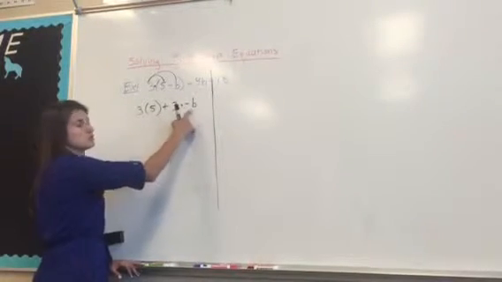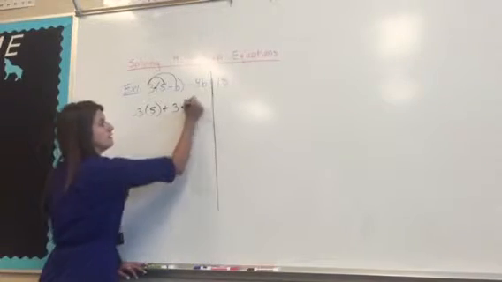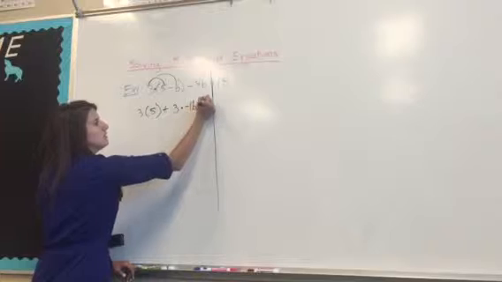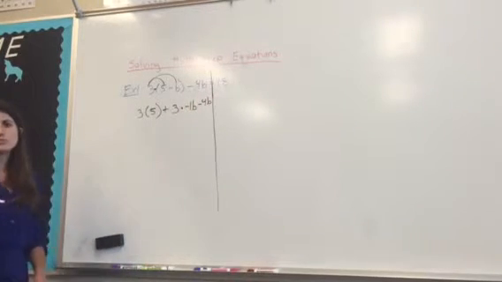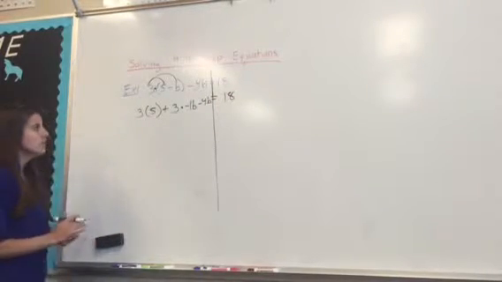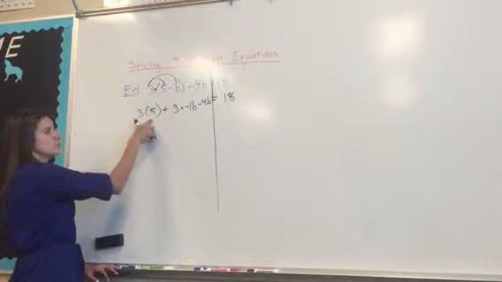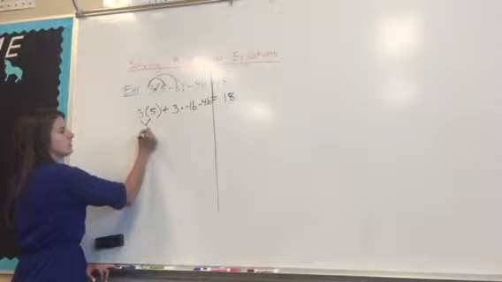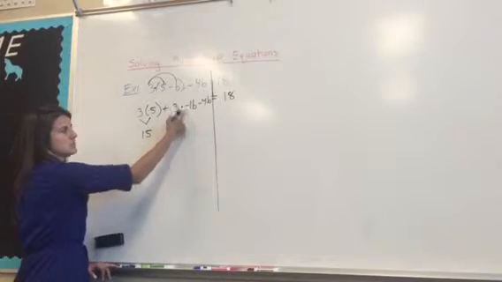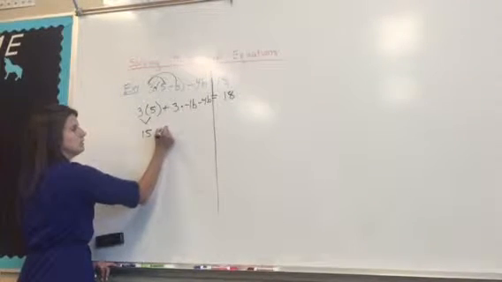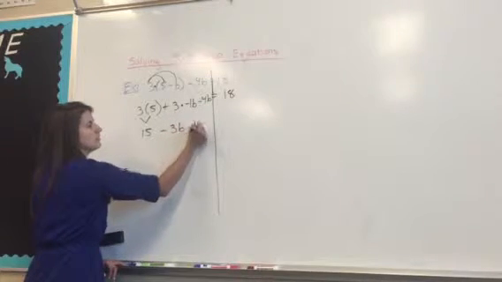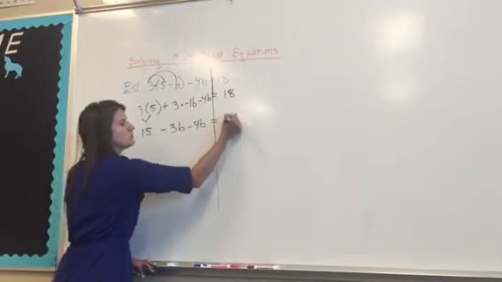And then remember, if there's no number in front of your variable, you can put a 1 there. I'm going to put a 1 in front of my b. And then bring down your negative 4b, because you don't need that quite yet, equals 18. So then combine like terms, so 3 times 5 gives you 15. And then positive 3 times negative 1 is going to give you negative 3b. And then bring down minus 4b equals 18.